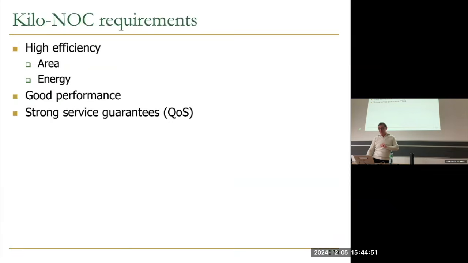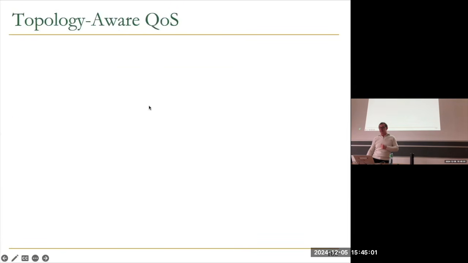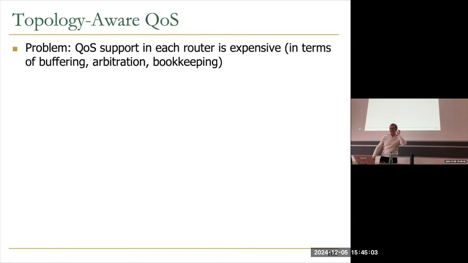Or cores. So we wanted to actually have a network that has high efficiency, and good performance and strong quality of service guarantees. So this was actually a big constraint for us. So the idea over here is actually interesting because we design a topology that provides quality of service. So the problem is if you want to actually provide quality of service, you can do it in each router. Each router may be providing some sort of quality of service to different flows or different applications. And this leads to increase in buffering, arbitration, and bookkeeping.